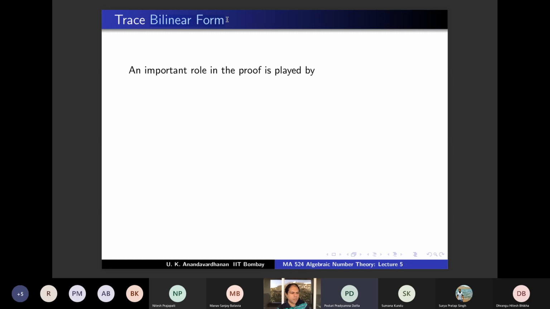Correct. Who's answering this? I'm on this page, so I can't see the names. Who said this? Pradyumna. Okay, what did you say once again? For every non-zero x, there is a y such that B(x, y) is non-zero. Correct. The other way to say this is: if B(x, y) is 0 for all y, then x is 0, the contrapositive. So this is non-degenerate.